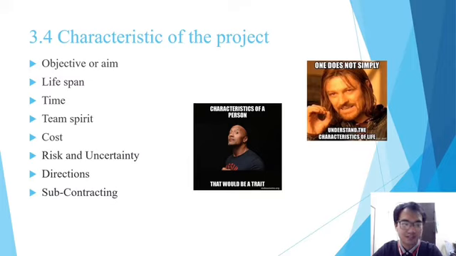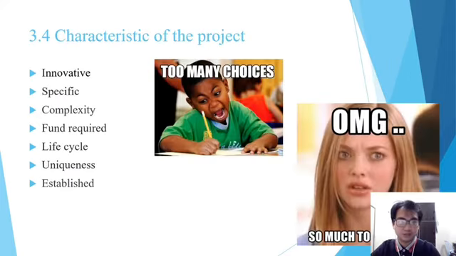Next, risk and uncertainty. The project is generally based on forecasting, so risk and uncertainty are always associated with a project. Direction. A project must perform accordingly to the direction given by the customer. Subcontracting. It is a subset of every project. The next slide, the innovative. A project entails doing something novel or never done before.